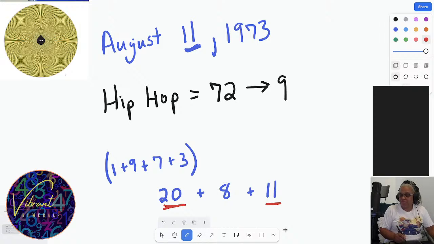So we want to have the whole path because that tells us how we get to the outcome, to that final place. And so here we do redo this math. Now hip hop is 39, is a 39 that goes to 12.